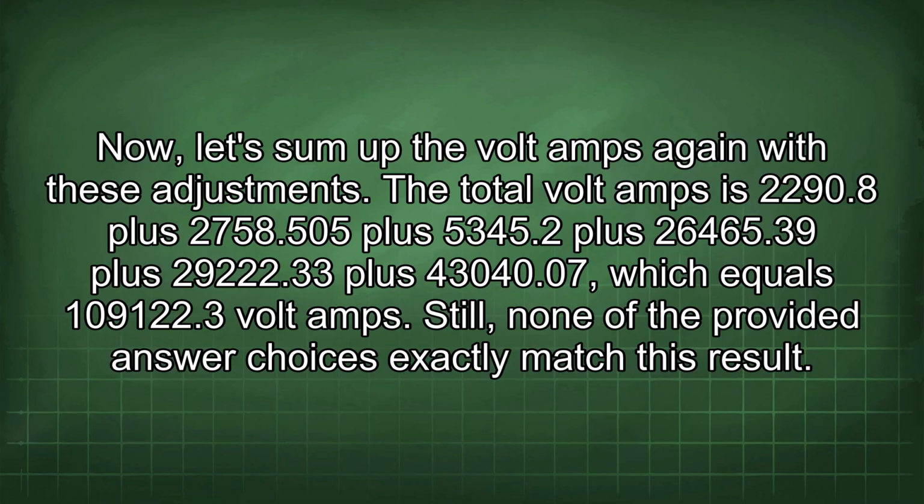The total volt amps is 2290.8 plus 2758.505 plus 5345.2 plus 26,465.39 plus 29,222.33 plus 43,040.7, which equals 109,122.3 volt amps. Still, none of the provided answer choices exactly match this result.